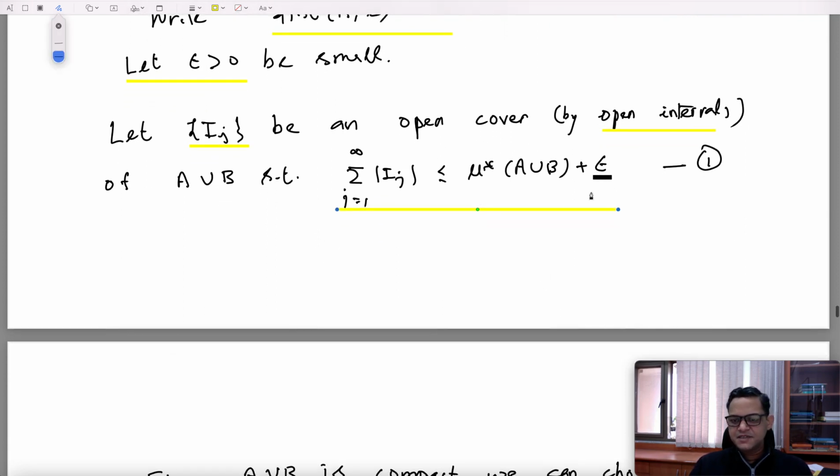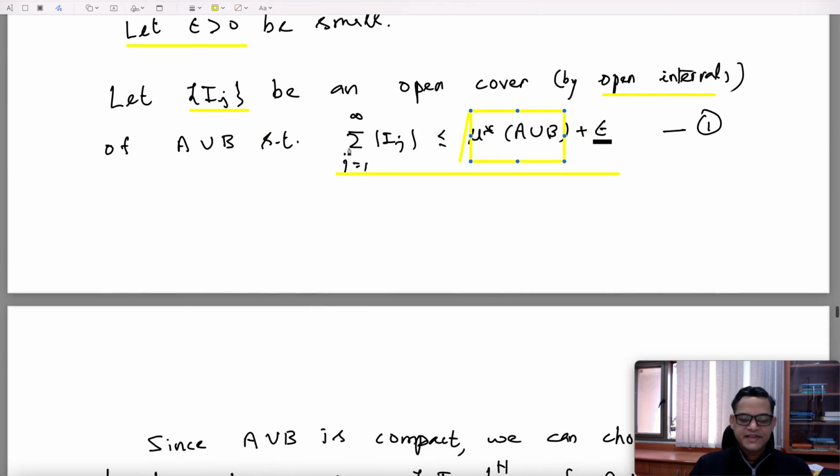Now this property we have used a couple of times. Since A and B both are compact, and hence the union is also compact, mu star of A union B, this number here, whatever we have written over here, is a finite number, and hence we can do this. So we can choose for a given epsilon an open cover which satisfies this.